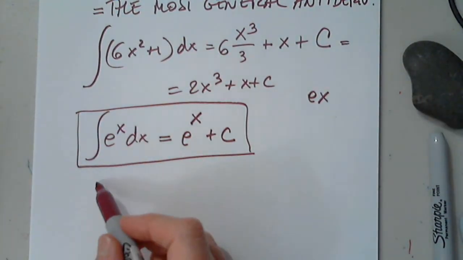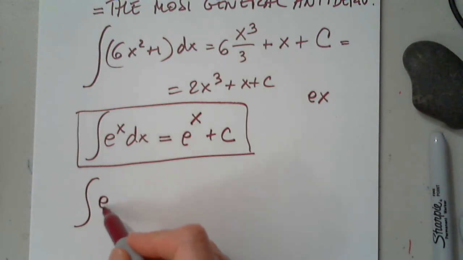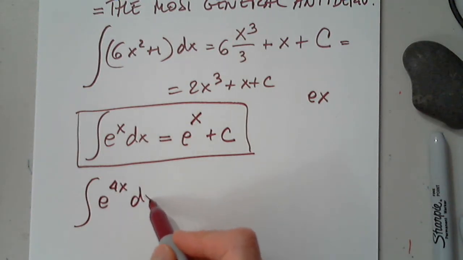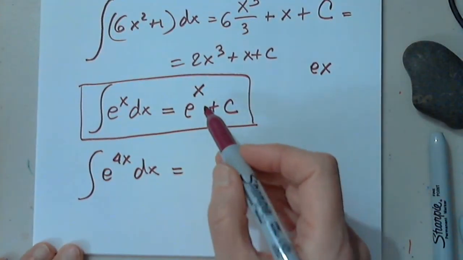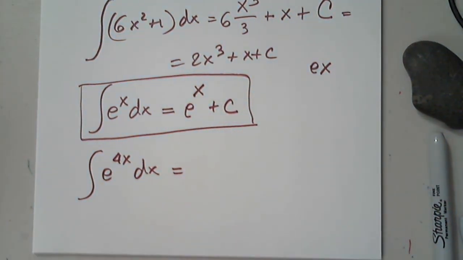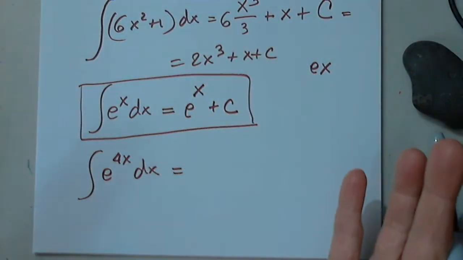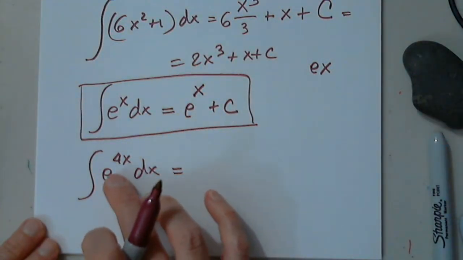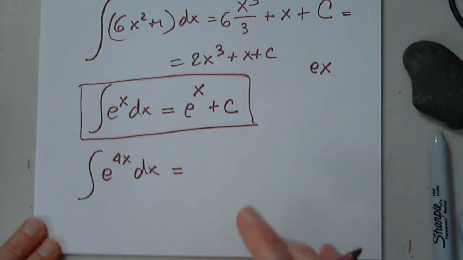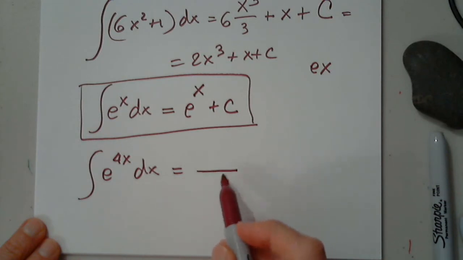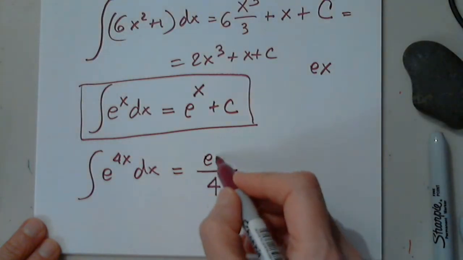Now, what if I have the integral of e to the 4x dx? There must be an adjustment here. What will be the adjustment? So remember, when we differentiate e to the x, we get e to the x. But when I differentiate e to the 4x, I get e to the 4x times 4. So the answer has to be divided now by 4.